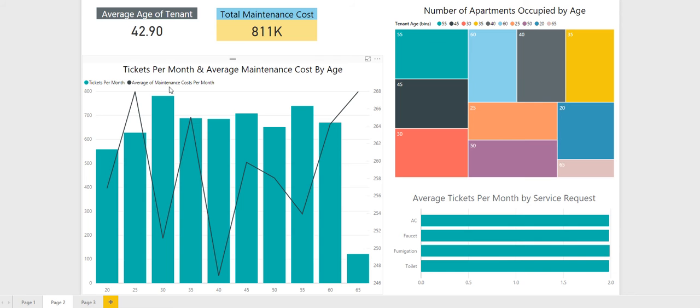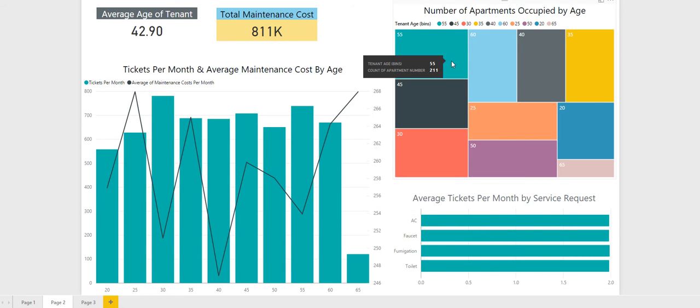So this is actually a very interesting insight. You have your age bin, and you can see that for 65 to 69 years of age, there are very few people. There's only 59 apartments that are occupied by these people. So this one is a bit more spread out. And you can also see that the average tickets per month by service request are pretty much even.